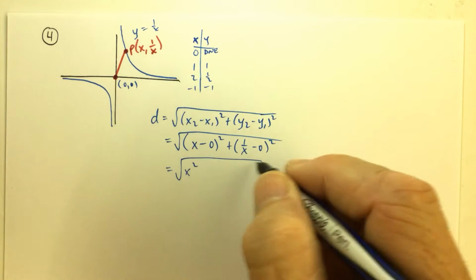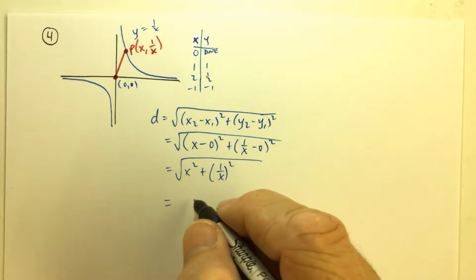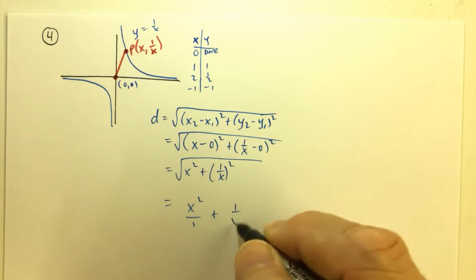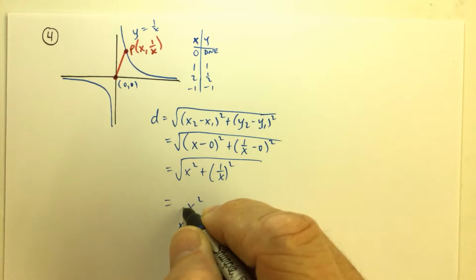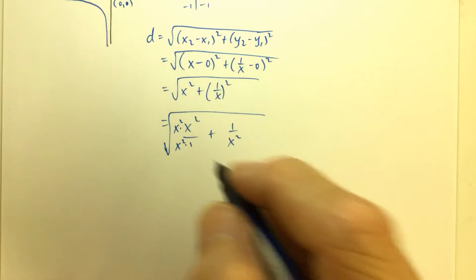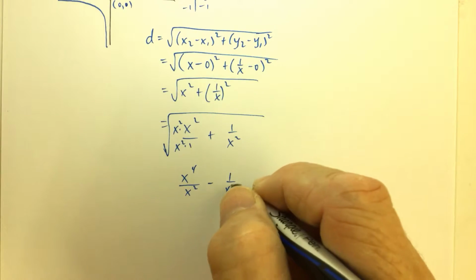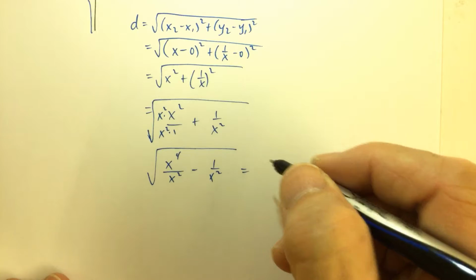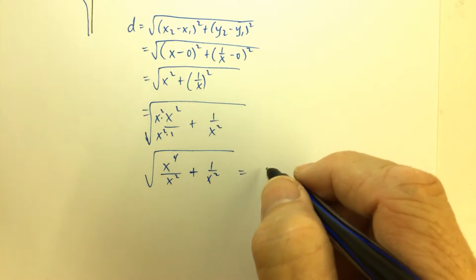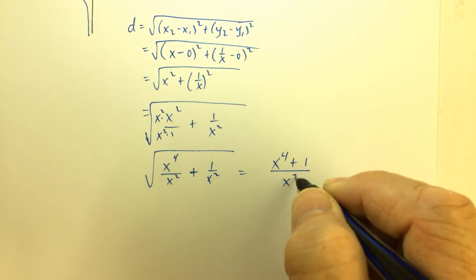We get the square root of x squared plus 1 over x squared. And if we get a common denominator, we get x squared over 1 plus 1 over x squared. I want to multiply top and bottom of this fraction by x squared. So we end up getting x to the 4th over x squared plus 1 over x squared. That's all under the radical still. And then we combine the numerators: x to the 4th plus 1 all over x squared.